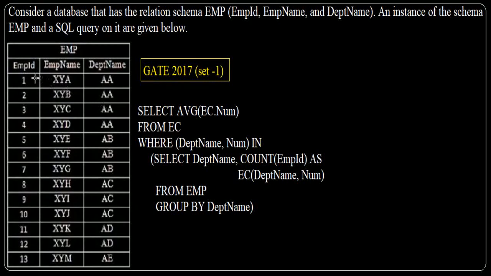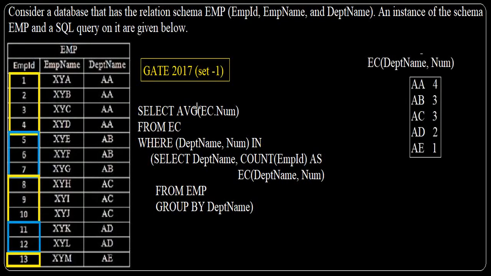Let's count the employee ID here. We have counted the number of employee ID, so it is 4, 3, 3, 2 and 1. We have written here 4, 3, 3, 2, 1. This department name is AA, AB, AC, AD, AE, and this num is 4, 3, 3, 2, 1.